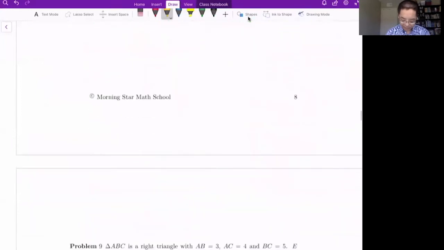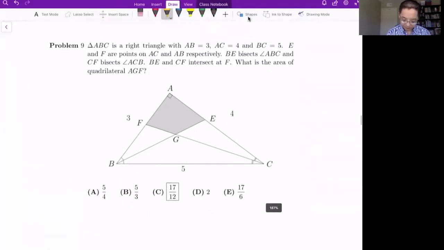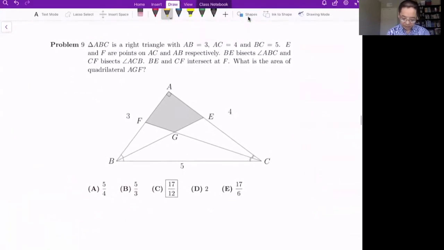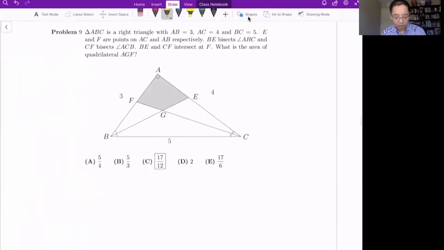Now let's look at number 9. Here we have right triangle ABC, which is the most typical right triangle, 3, 4, 5. Here we have angle bisectors BE and CF, and they intersect at G. We are looking for the area of this quadrilateral AGF. The main point here is the angle bisector theorem.